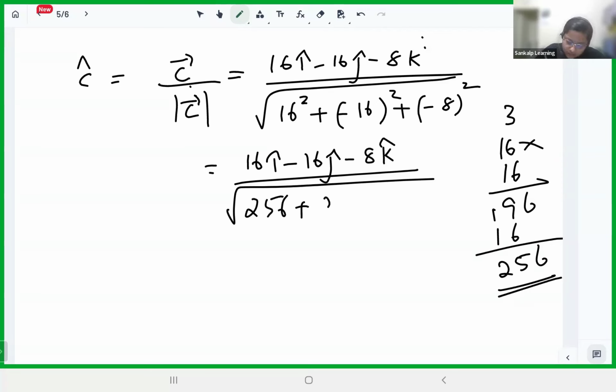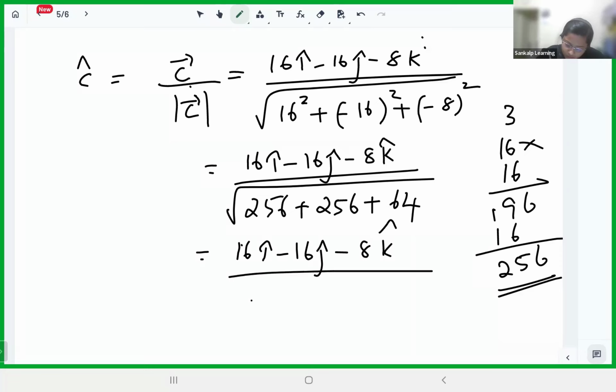So 256 plus 256 plus 64. Now on adding all these, we get 512, then plus 64 will give you in total 576, right? So that is 16i minus 16j minus 8k divided by root 576.